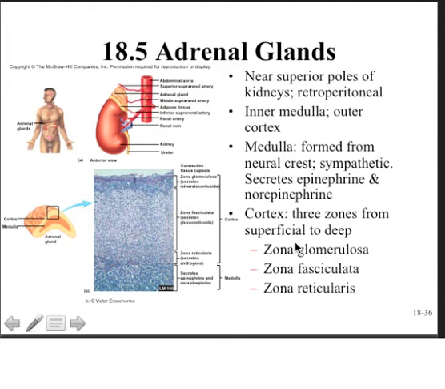And there's a relatively straightforward way to remember these three regions and what they secrete. If you go from superficial aspect to deep aspect of the cortex, the outer aspect is going to be the capsule, and that's not endocrine tissue. But then the glomerulosa is responsible for secreting the mineralocorticoids, the most important one being aldosterone. The fasciculata is responsible for secreting the glucocorticoids, among them cortisone and cortisol, and the reticularis secretes androgens. So the way that I was always taught to remember this is salt, sugar, sex.